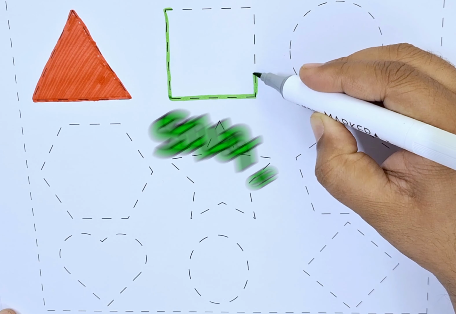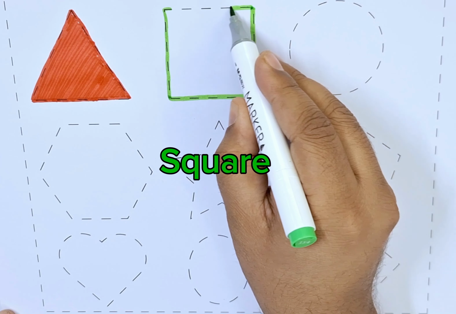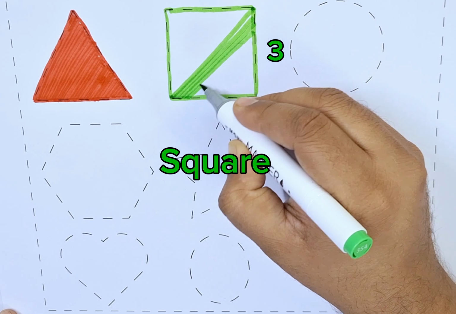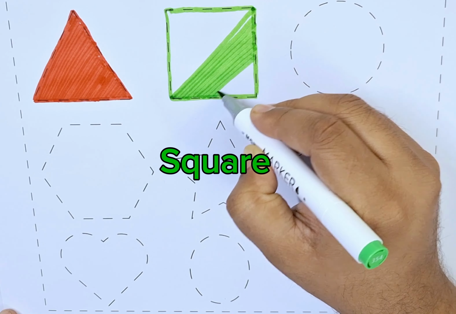Now this is a square shape and it has 4 sides. 1, 2, 3, 4. And this is a light green color.